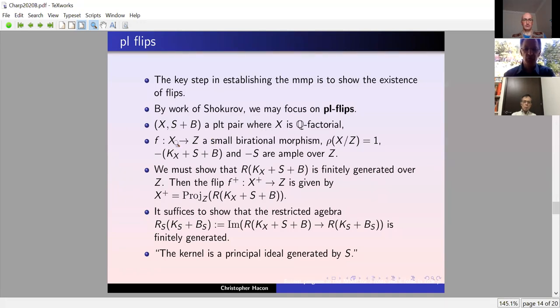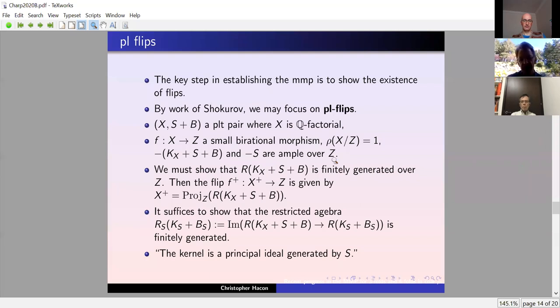Now, what is a flip? Well, a flip is a small birational map with relative Picard number 1, such that the canonical class, or more generally, minus (K_X + S + B), is relatively ample. Now, in the case of PL flips, I can also assume that the divisor S, with coefficient 1 in the boundary, is also relatively anti-ample over the base of the flip.